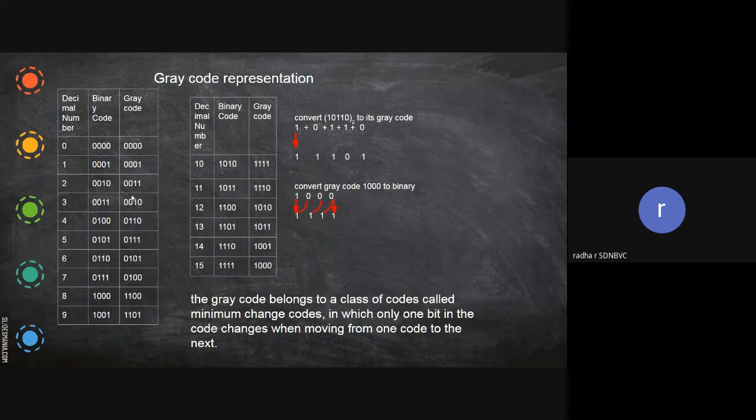Sorry, not from here, from here, because from binary code to gray code only we have to find. So 0, 0 is written as such, then 0 plus 0 is 0, 0 plus 1 is 1, then 1 plus 1 is 0, because 1 plus 1 is 1, 0. So you can find the equivalent. This is the given binary code. The gray code can be found from this binary code.